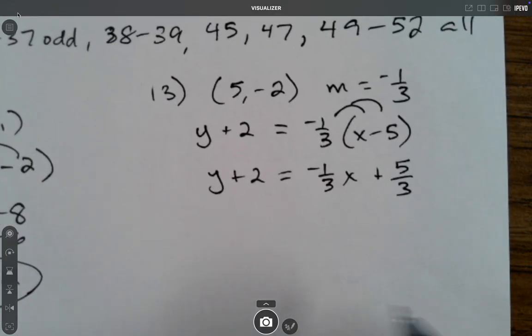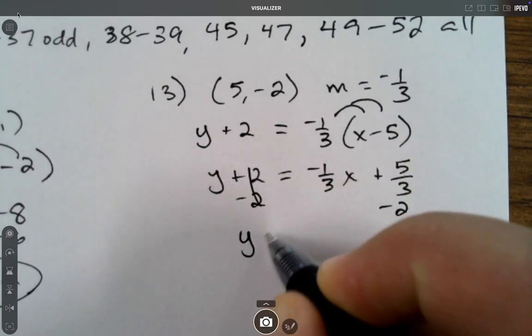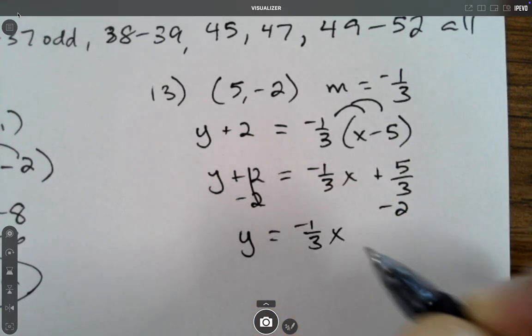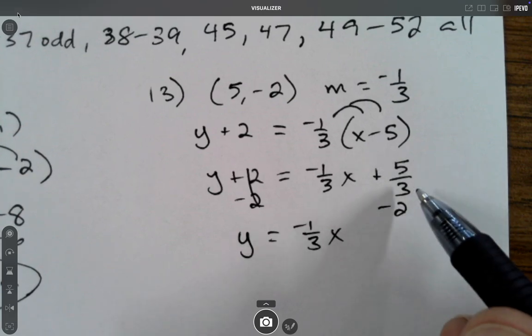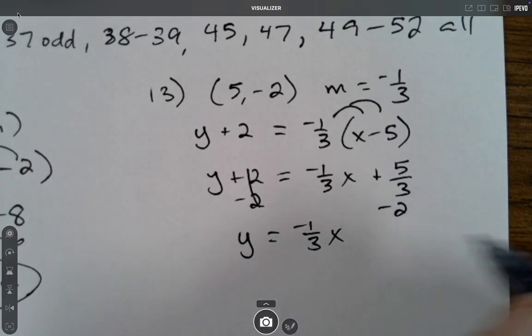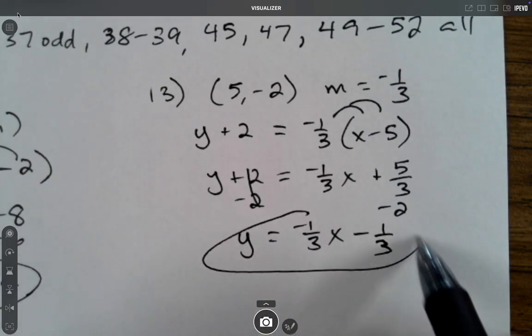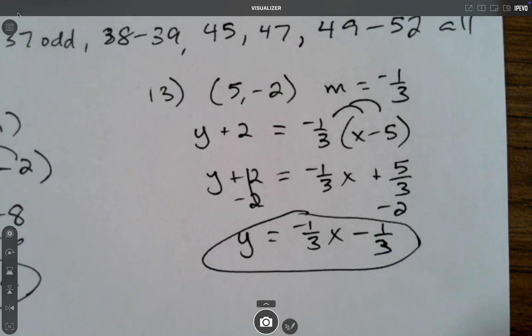Okay, then the last step is to subtract 2 from both sides. And in your calculator, you can just do 5 divided by 3, hit enter, then subtract 2, and you'll get -0.3 repeating, which is the same as -1/3. Now, if you put -0.33, that's fine with me. I'll accept the decimal as well.